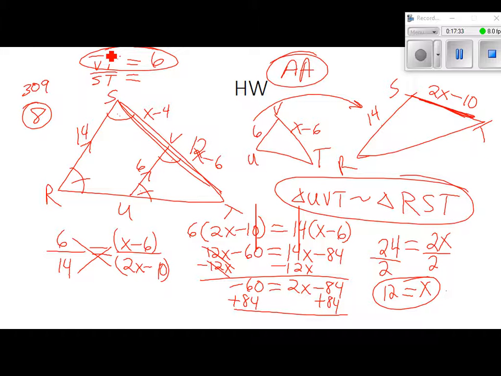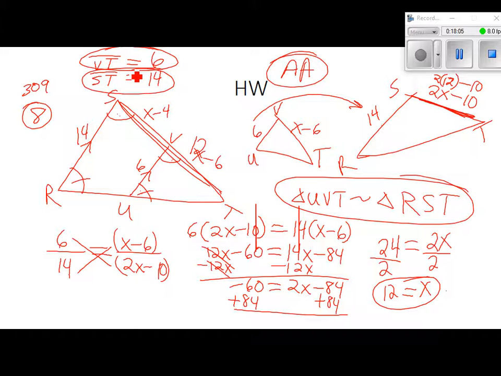How am I going to find ST? It's probably going to be easier to go over here to where we split it off, right? What do I plug in there? 12. So 2 times 12 minus 10. What's 2 times 12? 24 minus 10. Again, make sure your answers make sense. Does it make sense for ST, this whole length right here to be 14, and this length right here to be 6?